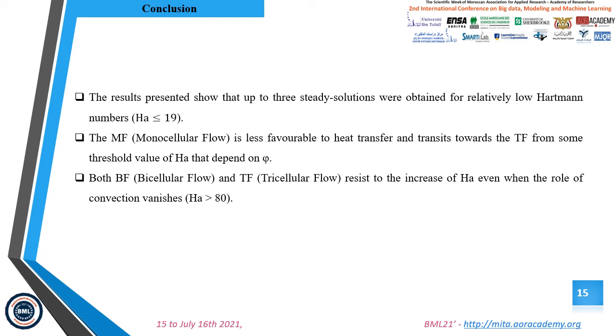Conclusion. The results presented show that up to 3 steady solutions were obtained for relatively low Hartmann numbers. The monocellular flow is less favorable to heat transfer and transits towards the tricellular flow at some threshold value of the Hartmann number that depends on phi. Both bicellular and tricellular flows resist the increase of Hartmann even when the role of convection vanishes for Hartmann numbers higher than 80.